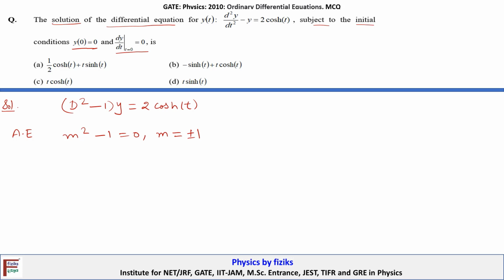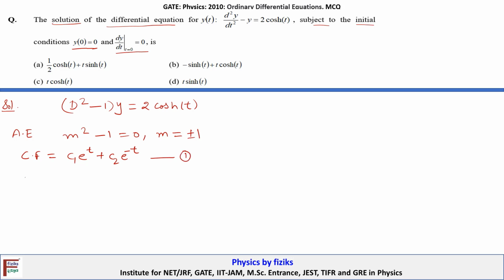From here we notice that these roots are real and different. Therefore the solution of this differential equation, the complementary function, can be written as C1 e^t + C2 e^(−t), where C1 and C2 are arbitrary constants.